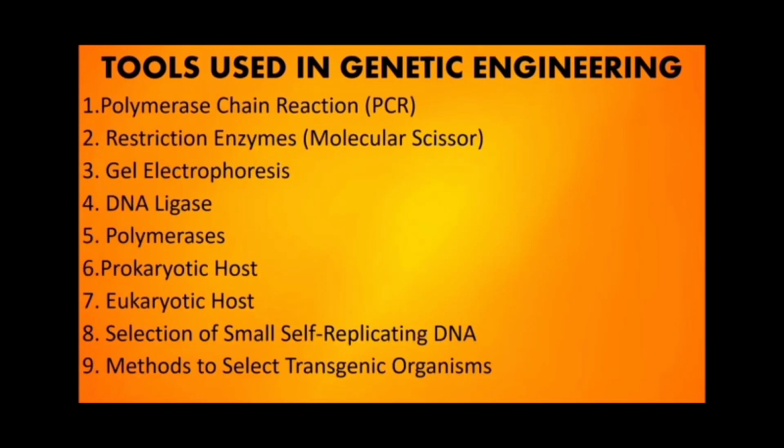So the first tool is the polymerase chain reaction or the PCR. Second is the restriction enzymes or the molecular scissors. Third, the gel electrophoresis. Fourth is the DNA ligase. The fifth is the polymerases. Sixth is the prokaryotic host. Seventh, the eukaryotic host. Eighth are the selection of small self-replicating DNA. And the last is the methods to select transgenic organisms.